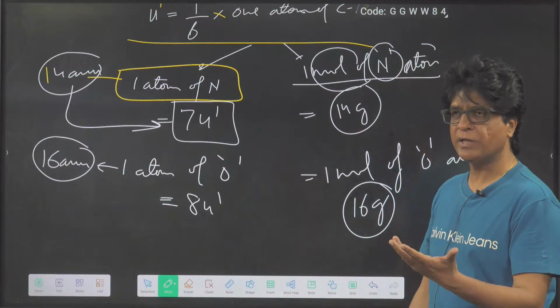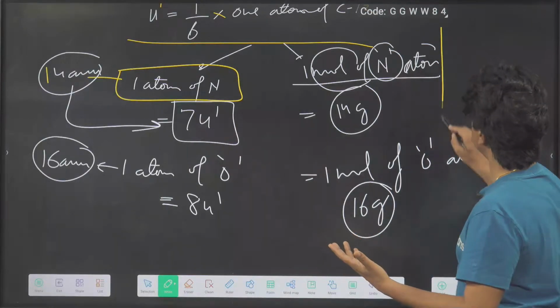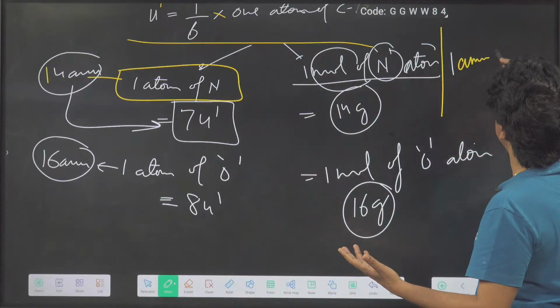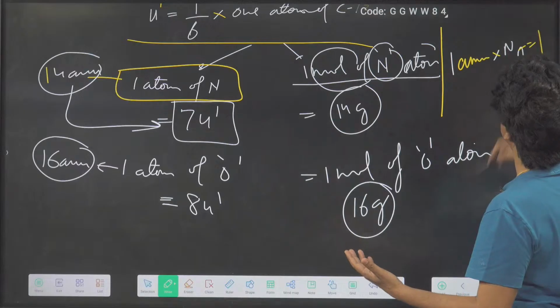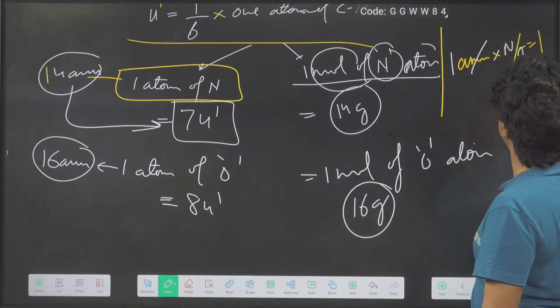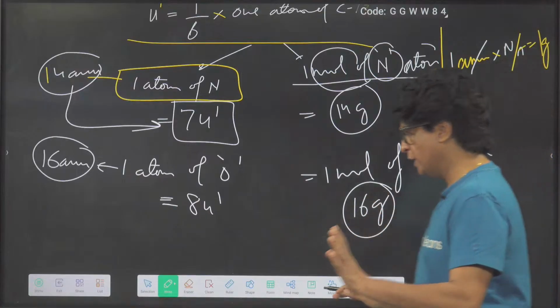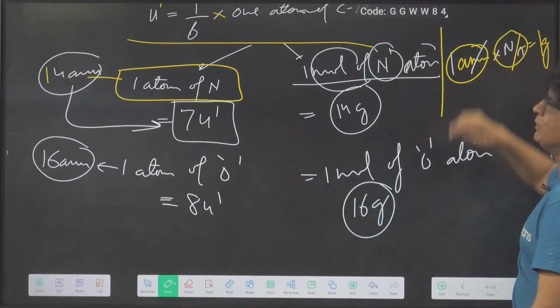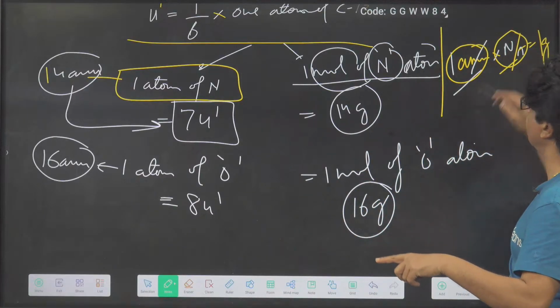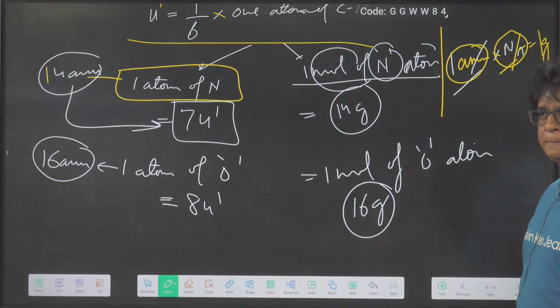And that was basically the reason behind this reciprocity. 1 AMU into Na will always give you 1. They both are always reciprocal. If you change the value of AMU, Na will also change in such a way that they both again remain reciprocal. Is that clear?